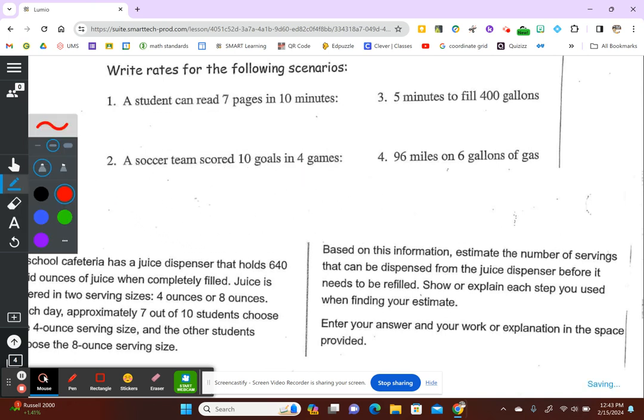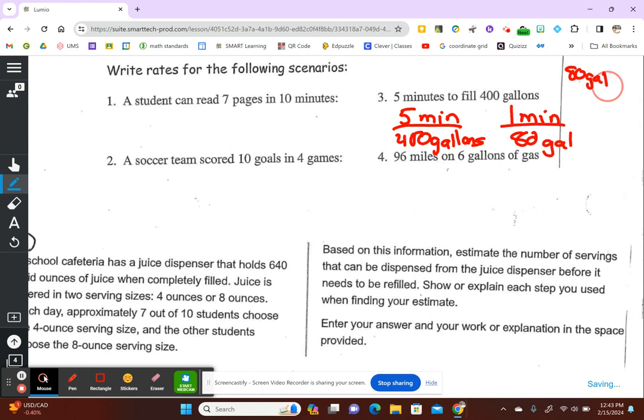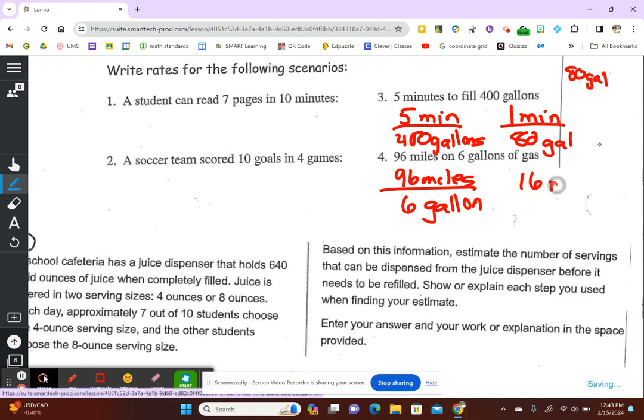Okay, so number 3 would be 5 minutes to fill 400 gallons. And that would be the same as 1 minute over 80 gallons. If I wanted to flip that, I could say it's 80 gallons per minute, and that would be a unit rate. Okay, and this is 96 miles on 6 gallons, so that's the rate. But then I'm going to divide both the top and the bottom by 6, and I get 16 miles per gallon. So I could write it like that, or I could write 16 miles per 1 gallon.